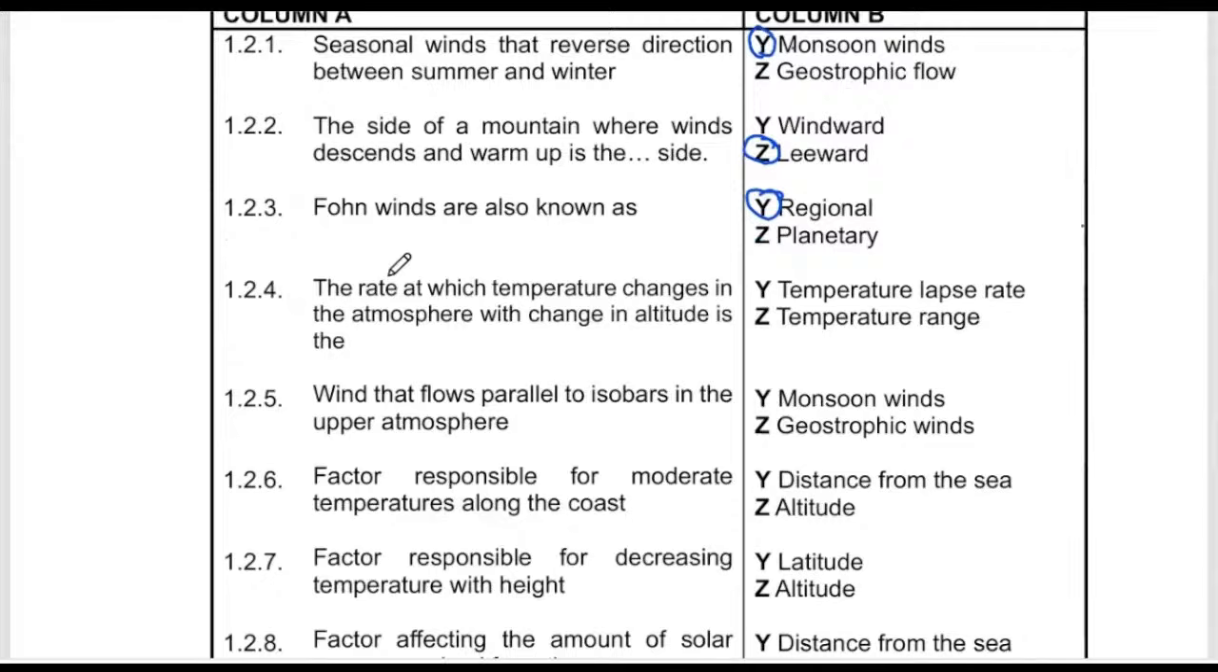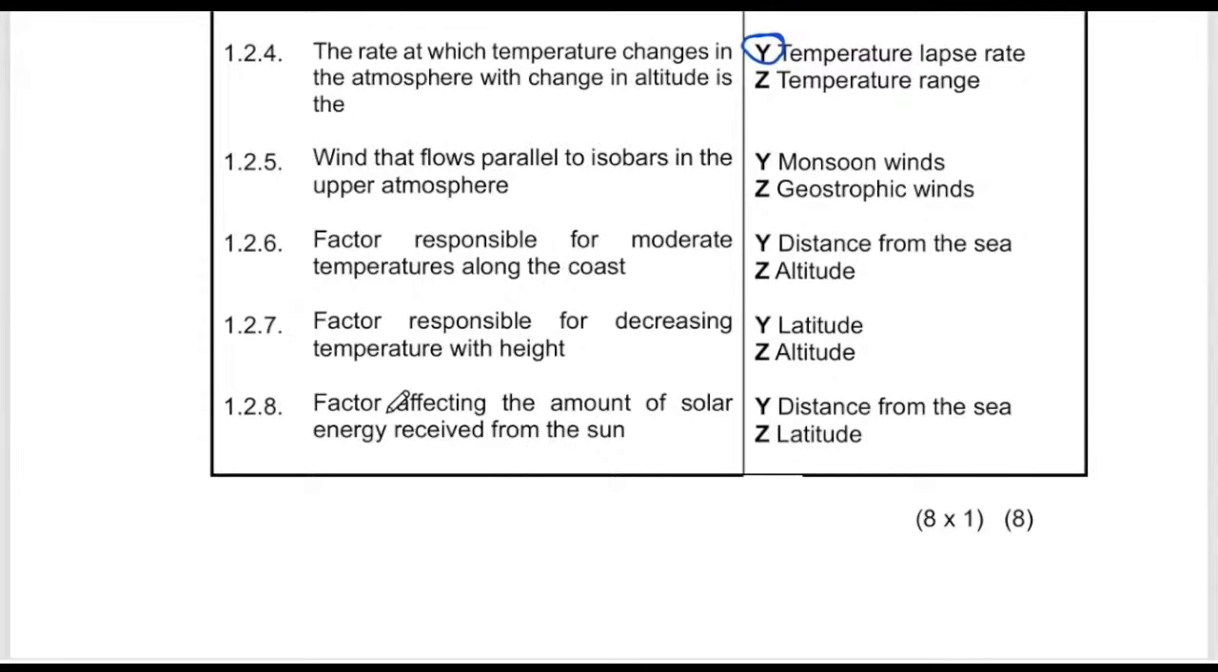But let's look at number 124. It says the rate at which temperature changes in the atmosphere with change in altitude. We call that the temperature lapse rate, the lapse rate. Wind that flows parallel to isobars in the upper atmosphere, we have talked about that. That is a geostrophic wind.